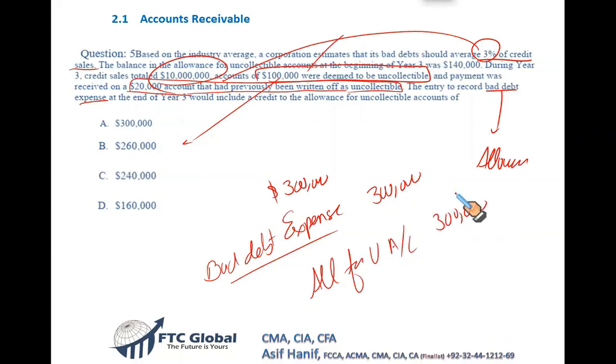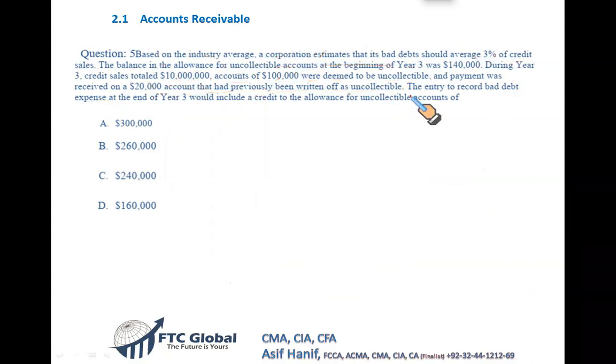It has nothing to do with what was written off, nothing to do with what was recovered. If you need to use the income statement approach, it simply takes the percentage and multiplies it with the total credit sales, right? Now, we got our answer, it's A. Had it been the balance sheet approach, we would have considered what the balance was. Now, listen to me, this is a beautiful question now.